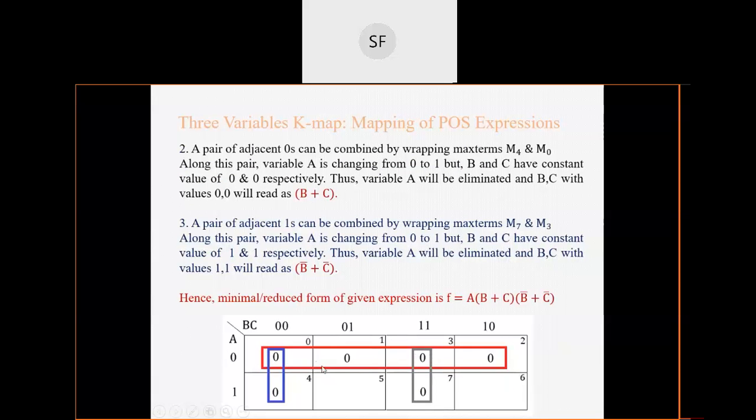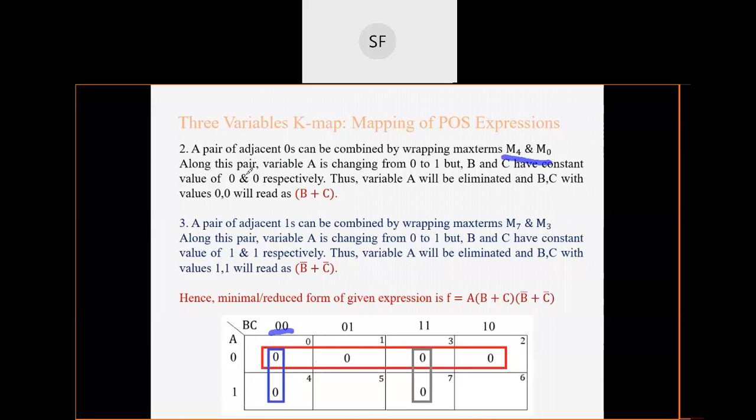So you can observe here I have already given these different combinations. So this red rectangle is nothing but the quad, and the corresponding variable associated with it is A, because BC will be eliminated. Then a pair of adjacent zeros can be combined by wrapping max terms M4 and M0. So you can observe M4 and M0 we have combined here by the blue rectangle. Along this combination you can observe that the value of A is changing, but BC is constant.